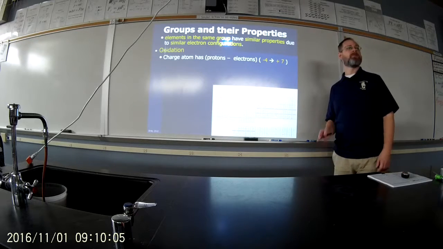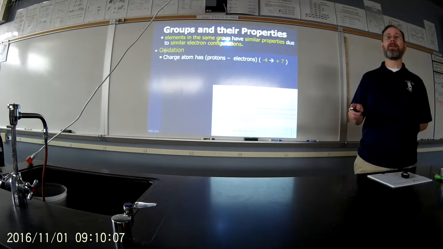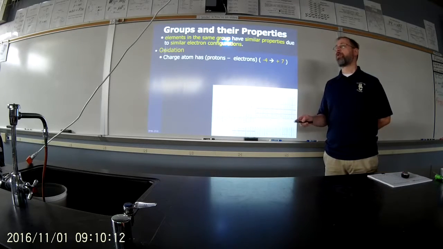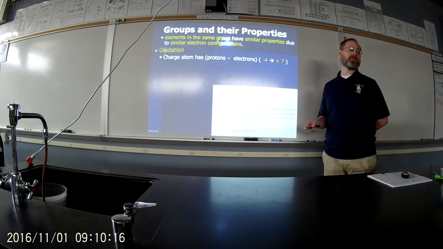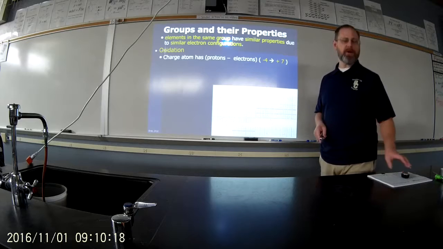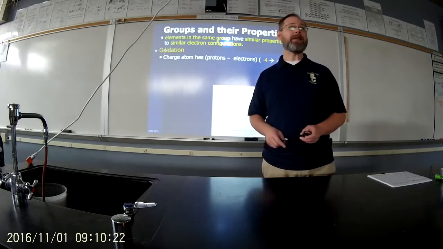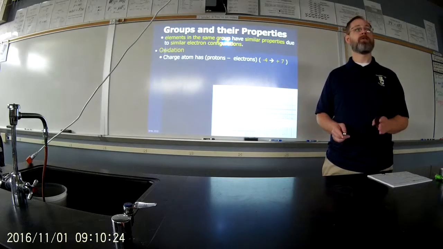8. Okay, so group 1 has 1, group 2 has 2, group 13 has 3, group 14 has 4, group 15 has 5, 6, 7, and 8. How many valence electrons do atoms want to have? What is our ultimate goal? 8. Okay, 8. So watch this.